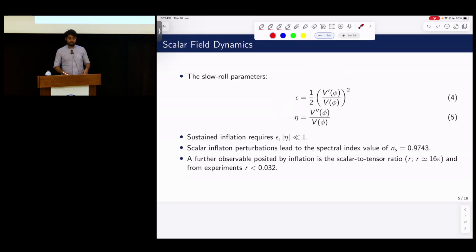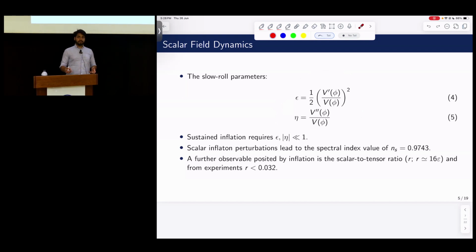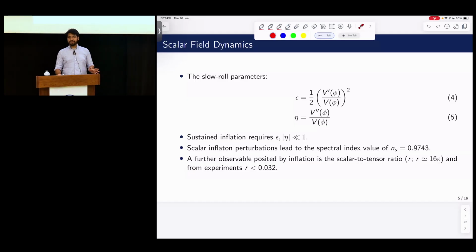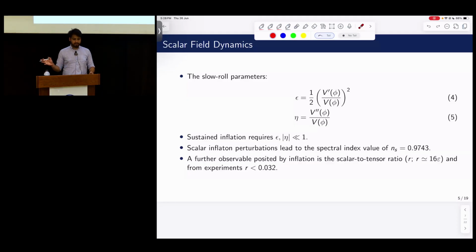And then we also have scalar inflaton perturbations. These fields also undergo perturbations, basically. And these perturbations also are pretty important as well. The theory of inflation, inflationary perturbation, leads to basically required levels that we need, an n_s of 0.9743, which is also detected as well. This is, I think, the latest data that I have at hand.